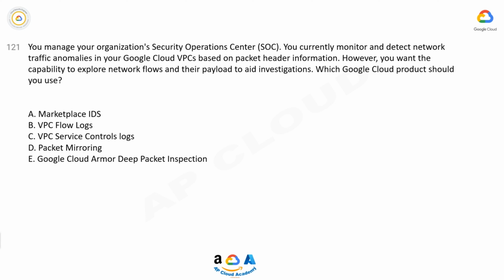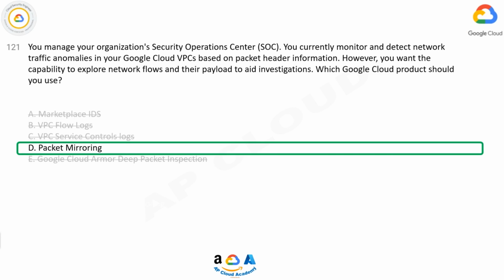A. Marketplace IDS. B. VPC flow logs. C. VPC Service Controls logs. D. Packet mirroring. E. Google Cloud Armor Deep Packet Inspection. Correct answer D. Packet mirroring.